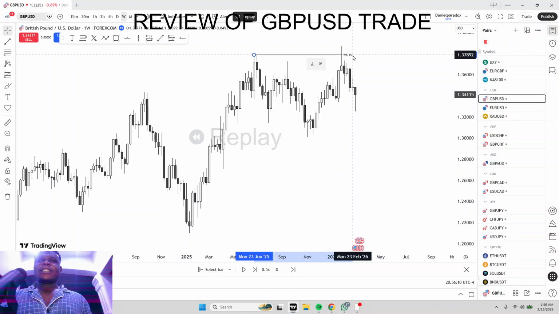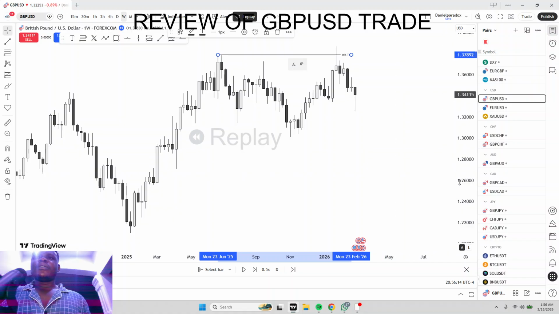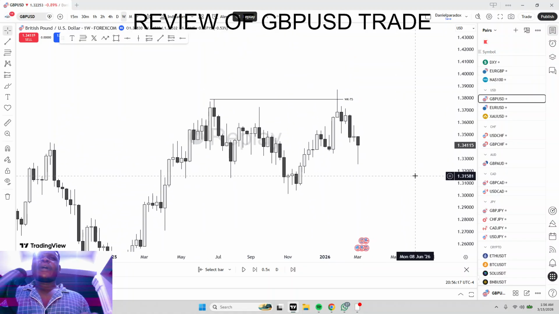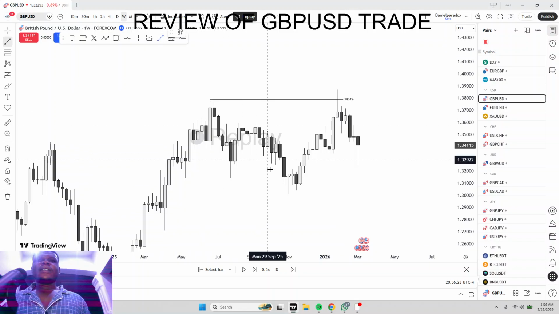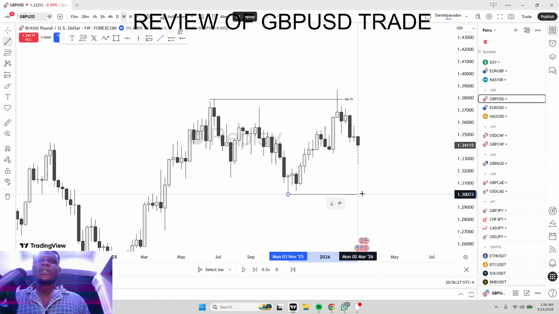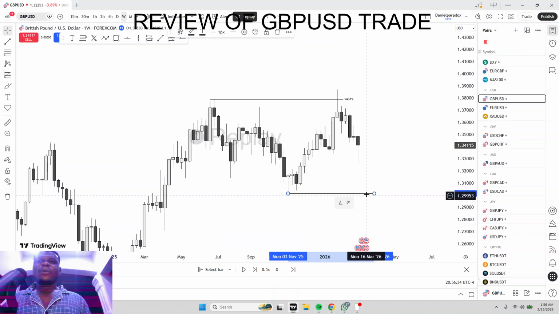Why am I looking at this point? I'm looking at this point as the place where price is coming from. So price is actually coming from here, and the simplest place for price to get to is this place here, this other low. So this place will be my target based on the weekly time frame.